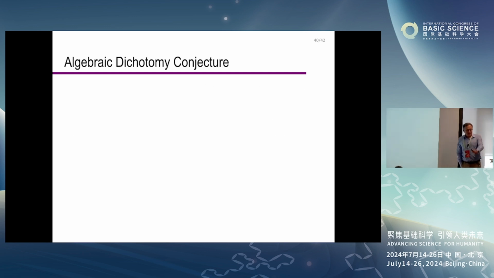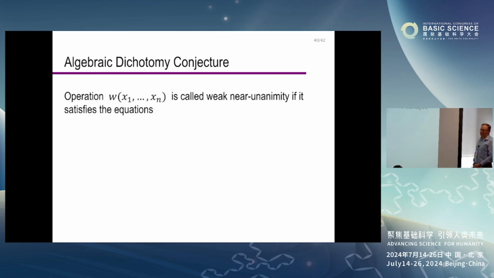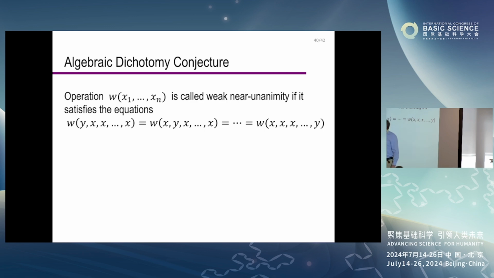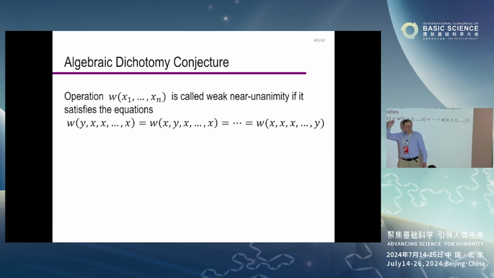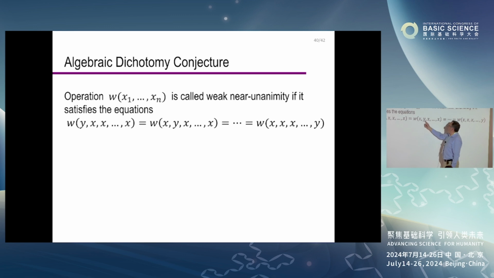Okay, so what is the result now? What I've been talking about. Again, one more definition. I say that an operation is a weak near unanimity if it satisfies the following equations. If all of the arguments are the same except for one, so this is near unanimity, they are almost unanimous except for one, and I place this special one in every possible position, I always get the same result. If this is true, my operation is a weak near unanimity.